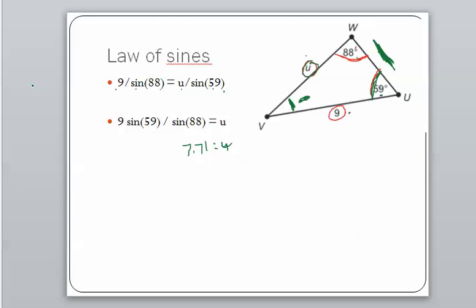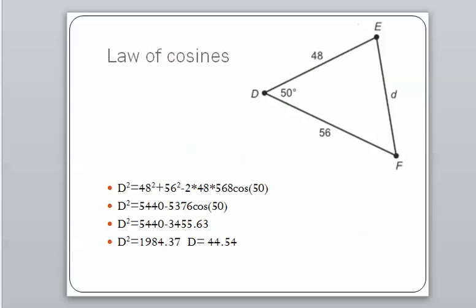Now there is a more complicated theorem, and it's called the law of cosines. The law of cosines looks very much like the Pythagorean theorem. It says a squared is equal to b squared plus c squared minus 2bc cosine of angle A. It's a very complicated theorem, but it's really not that bad.